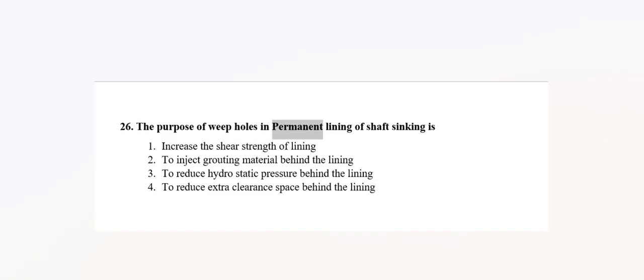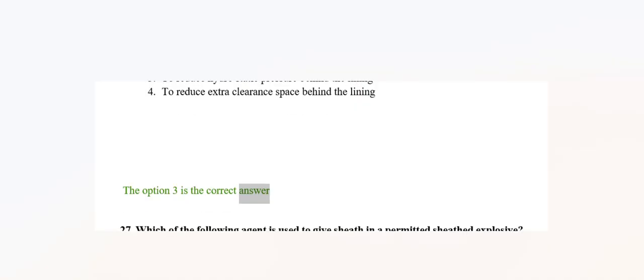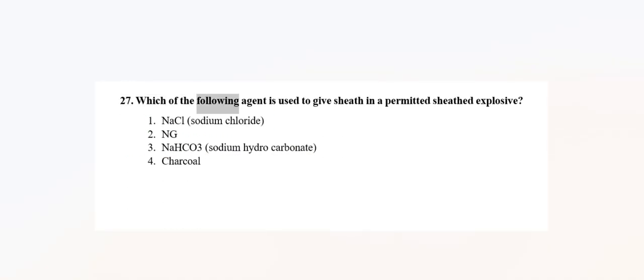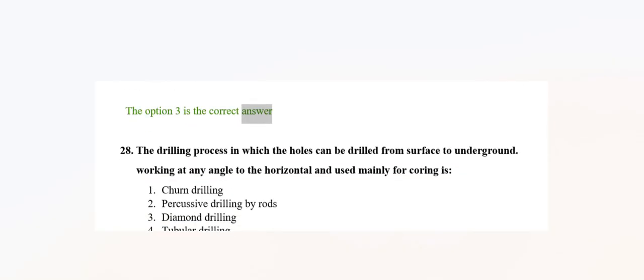26. The purpose of weep holes in permanent lining of shaft sinking is to increase the shear strength of lining, to inject grouting material behind the lining, to reduce hydrostatic pressure behind the lining, to reduce extra clearance space behind the lining. The option 3 is the correct answer. 27. Which of the following agent is used to give sheath in a permitted sheath explosive? NaCl, sodium chloride, NaHCO3, sodium bicarbonate, charcoal. The option 3 is the correct answer.